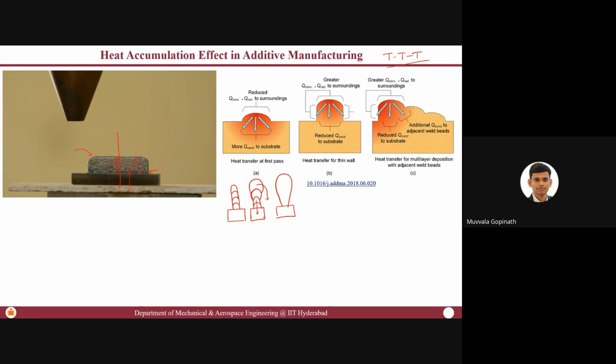So what is your expectation? Your expectation is that the cross section should look like this. But what you have ended up with is a cross section like this. We call it the teardrop effect.